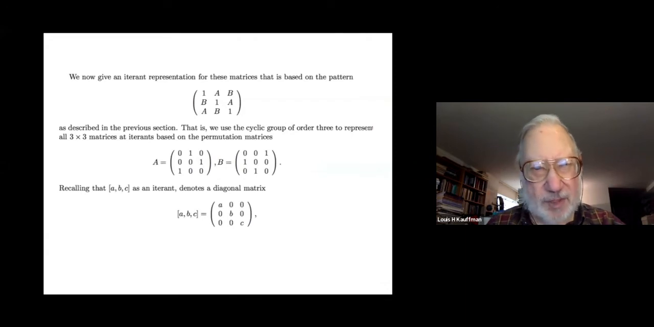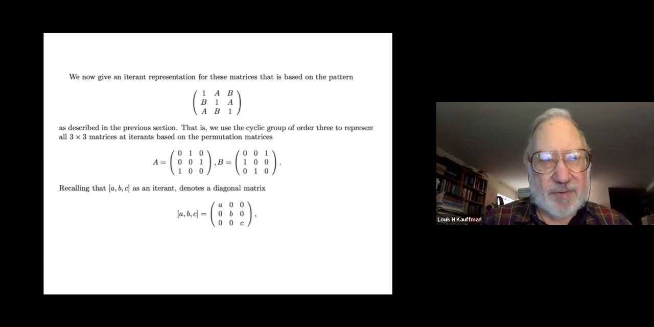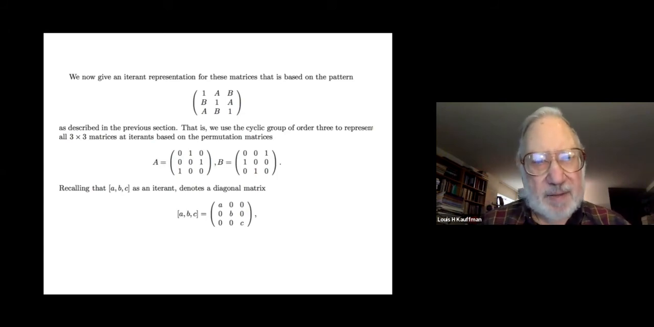So in other words, if it's 3x3 matrices, then I think of the 3 permutation matrices that fill out a 3x3 matrix. Here's a 3x3 matrix, and I put A's in the position of one permutation matrix, B's in the position of the other, and 1's in the identity position. And so I have the matrix A and the matrix B. And A and B and 1 form the cyclic group of order 3. And then I can have a diagonal matrix, which I'll write as ABC.